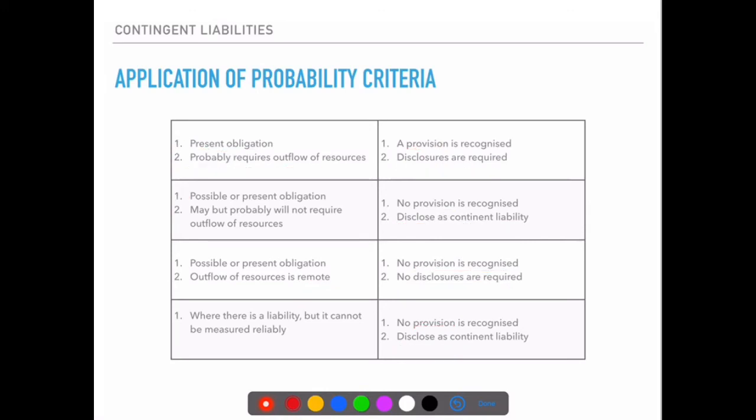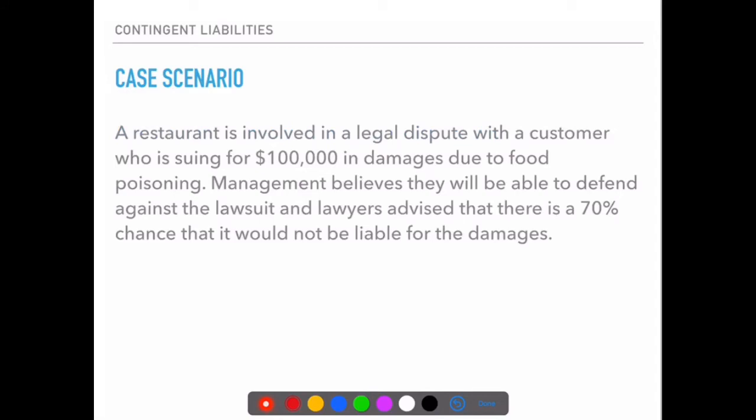Now, to understand a little better, we'll look at a case scenario. A restaurant is involved in a legal dispute with a customer suing for $100,000 in damages due to food poisoning. Management believes they will be able to defend against the lawsuit, and lawyers advise that there is a 70% chance that it would not be liable for the damages.